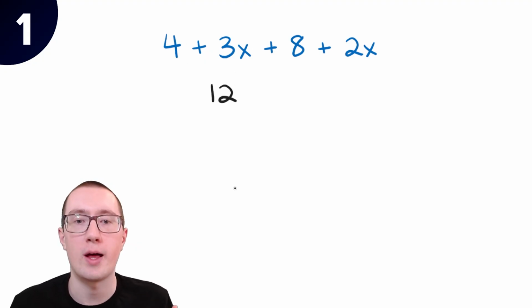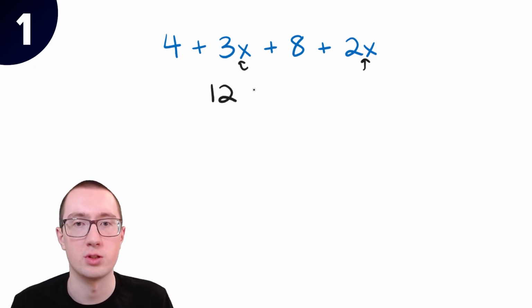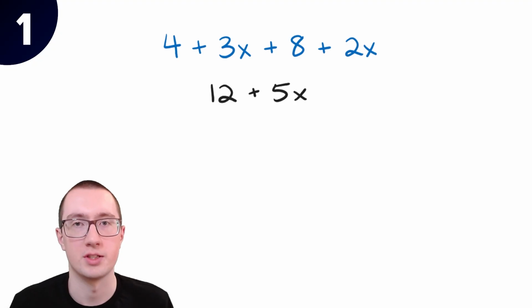But in algebra, you're allowed to add together any like terms. And like terms are just like numbers, as we saw before, but also anything that has the same letter. So 3x and 2x both have an x, which means that we can add them together. 3 plus 2 is 5. So those are going to combine into 5x. Now, as you can see, we've shortened this down into just two terms. A term is just like a number, basically.